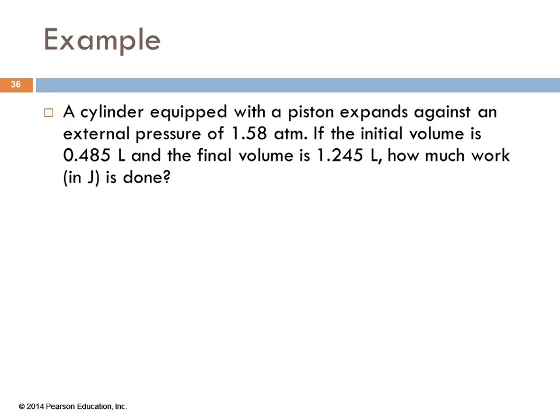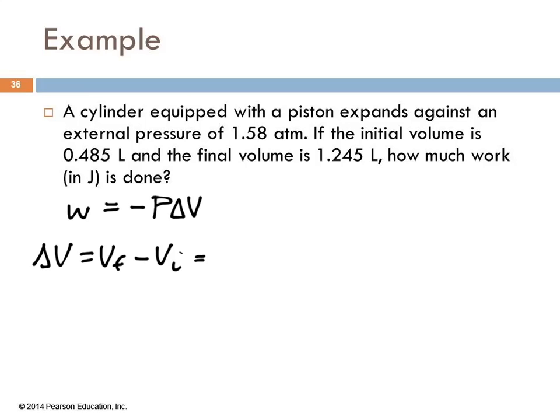So a cylinder equipped with a piston expands against an external pressure of 1.58 atmospheres. If the initial volume is 0.485 liters and the final volume is 1.245 liters, how much work in joules is done? This is pressure volume work. Work equals minus P delta V. Delta is always final minus initial. The final volume minus the initial volume.